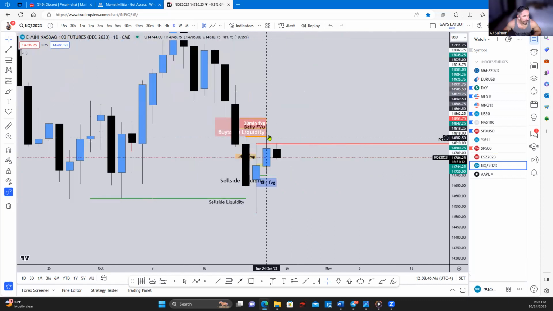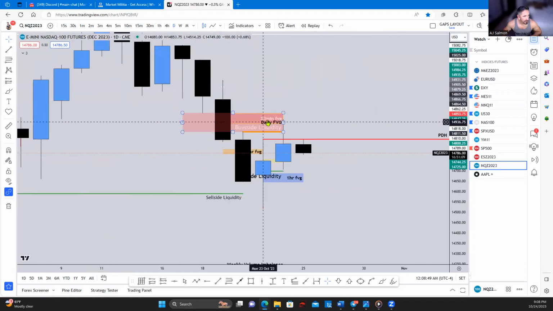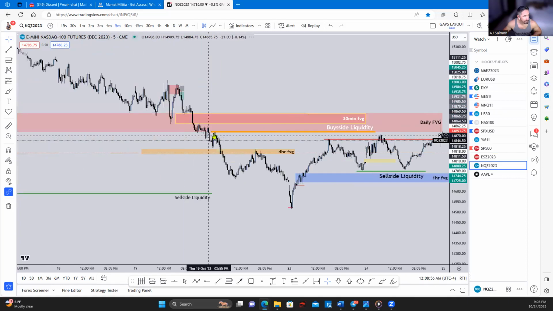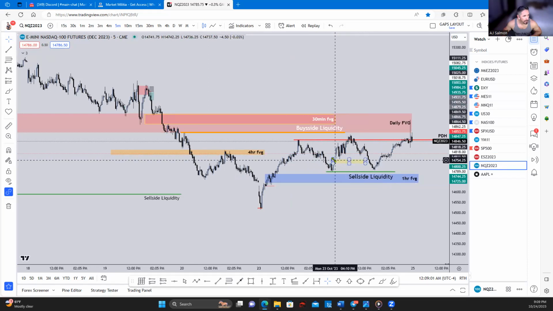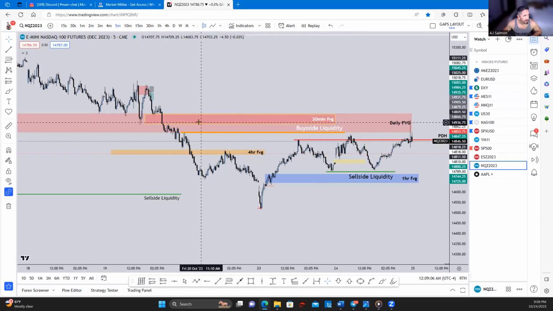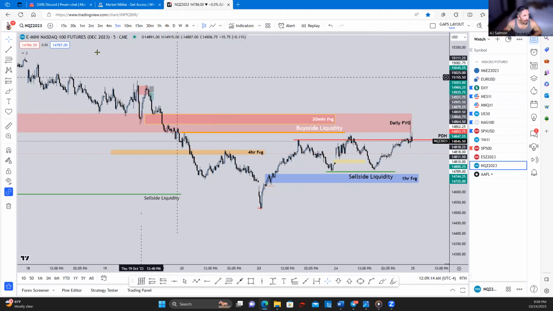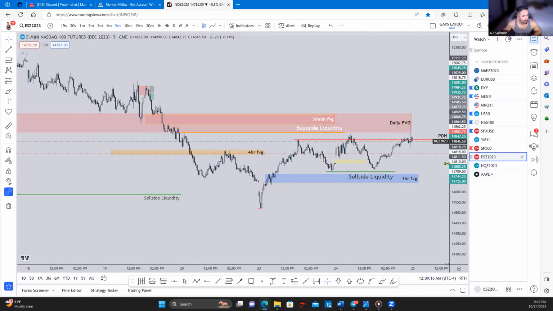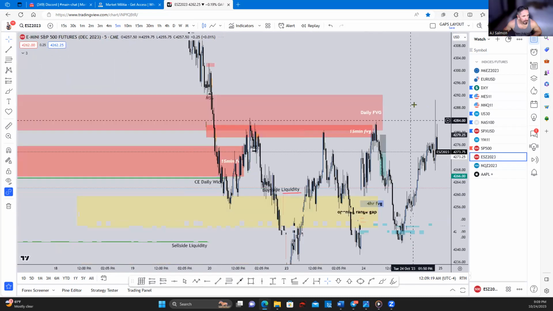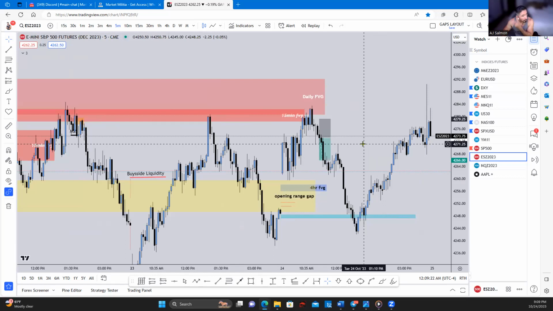look at the daily here. We had this daily fair value gap here. As our drawn liquidity, we had left really equal highs on the 5 minute over here, relatively equal highs. So coming into this morning's trading, I was looking for price to probably come into this 30 minute fair value gap, and definitely this as buy side and our daily fair value gap as the draw. I wasn't expecting it to go there until maybe tomorrow, Wednesday.